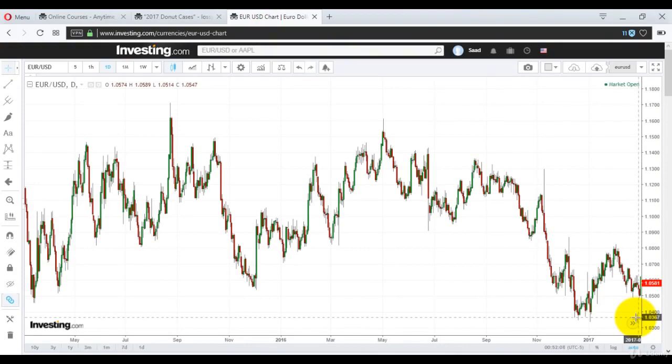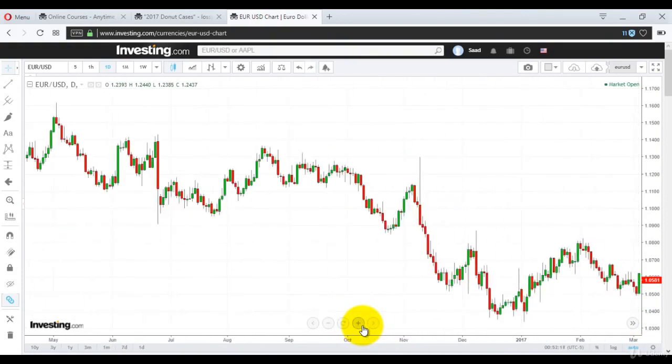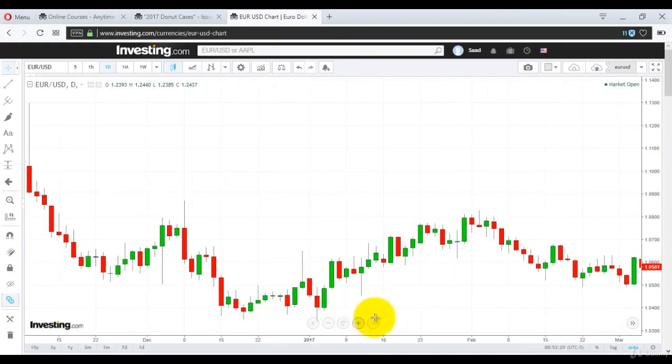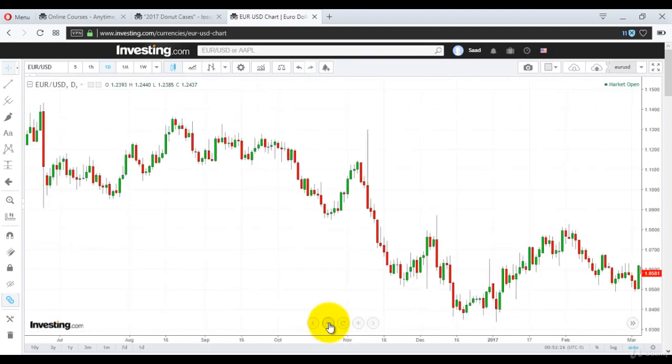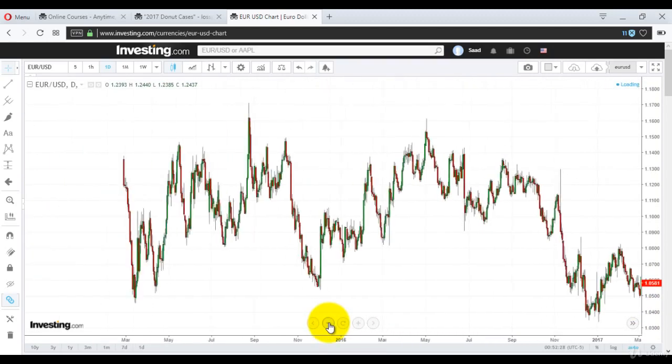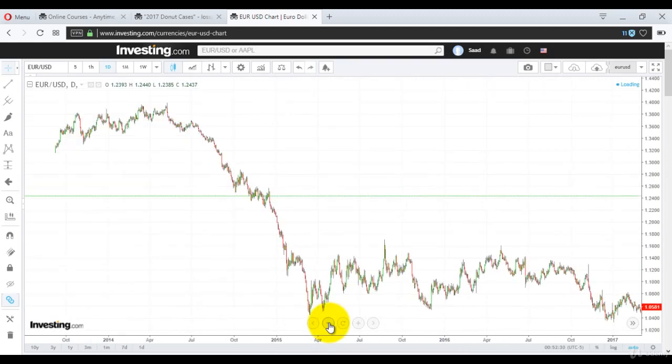Hi guys, today we will discuss the Euro US dollar pair on the daily chart, and I will show you how candlesticks work on Forex. Now the thing to note is, always remember, an engulfing bull candle on a low is considered exceptionally good. Now if I just zoom out, I will show you that since 2014, the Euro US dollar pair is at the lowest.